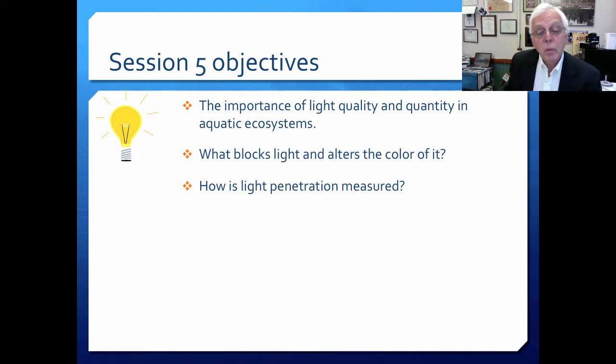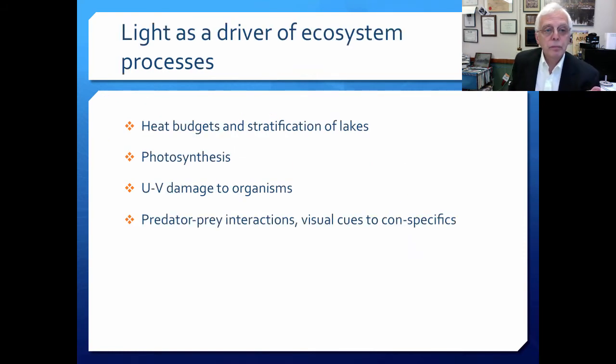Next, I want to talk about what blocks light and alters the color of it, because the quality of the light, or the color quality of the light, is also very important for the functioning of especially primary producers, or things like algae and aquatic plants. And then we'll talk just really briefly about how light penetration is measured.